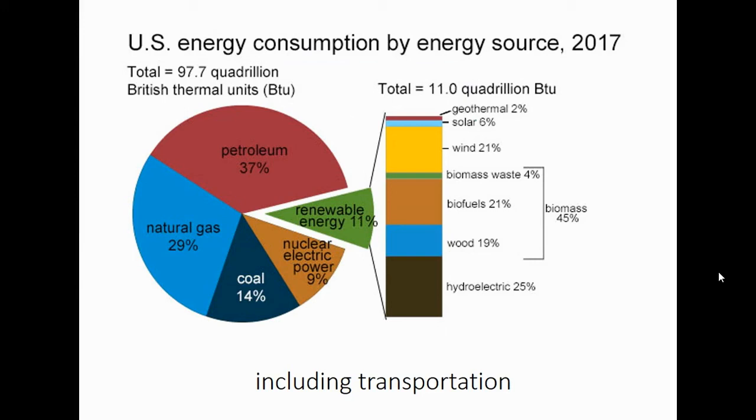If we consider the entire United States energy consumption by source, we can look at some data here from 2017. This graph includes transportation, making petroleum the largest sector of our energy consumption. It's followed closely by natural gas, coal, and nuclear electric power. In total, renewable energy sources only made up 11% of the United States consumption. Shown here, the largest portion of the renewable energy was hydroelectric, followed closely by biofuels.